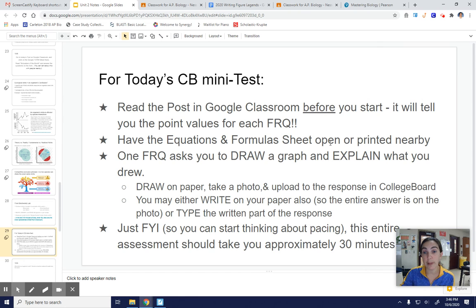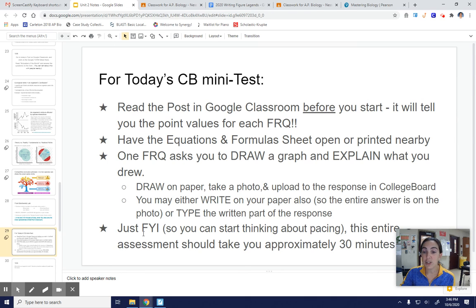Have the equations and formula sheet open or have a printed copy nearby so you can reference that if necessary. One of the FRQs this week asks you to draw a graph and explain what you drew. So have a piece of paper ready as well. You actually always have the option to handwrite FRQ answers if you'd prefer, and you can take a photo and upload that photo to the College Board assessment and submit your answer that way.